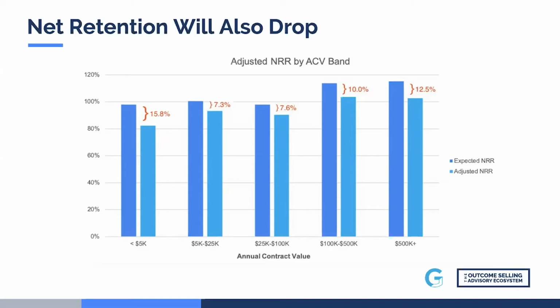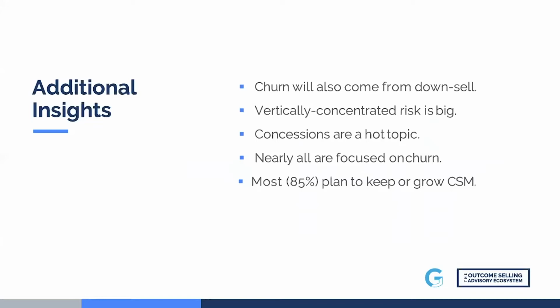Okay. Additional insights that we also gathered: a lot of churn, more so than the average year, is expected to come from downsell rather than true logo churn. So folks, you should expect that if it's not happened already, your customers are going to come in and ask for changes in payment terms, holding off on payments, additional discounts, additional free months. These types of conversations are pretty commonplace now.